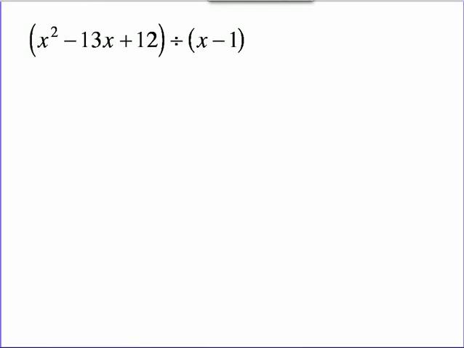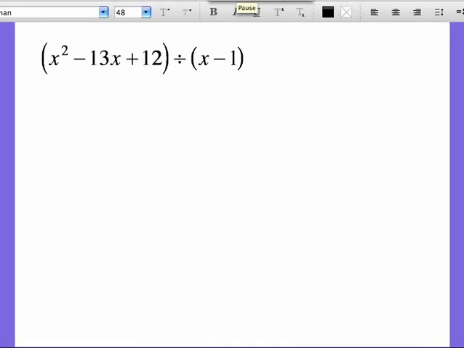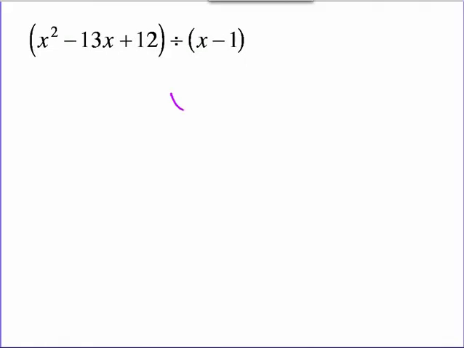All right, I want you to try this one for me. X squared minus 13x plus 12 divided by x minus 1. Okay, so what did you end up with? I got x minus 12. Okay, and the reason is because you need to use a negative 12x. So x goes into negative 12x, and your thing should have been negative 12 times.